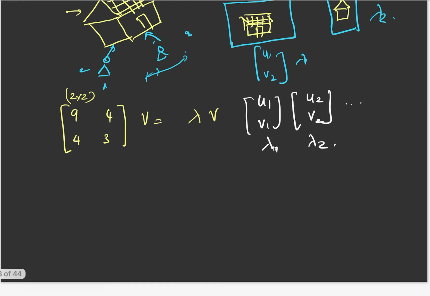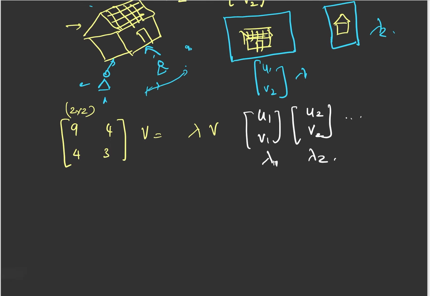Now, we will see the simple math of how to calculate the eigenvalue for this input matrix 9 4 4 3. Since this is a symmetrical matrix, the values are the same above and below the diagonal. Interestingly, our covariance matrix is also a symmetrical matrix. So, for any symmetrical matrix, we will be able to calculate eigenvalues and eigenvectors. So, we will see how we can calculate the eigenvalue for this matrix.